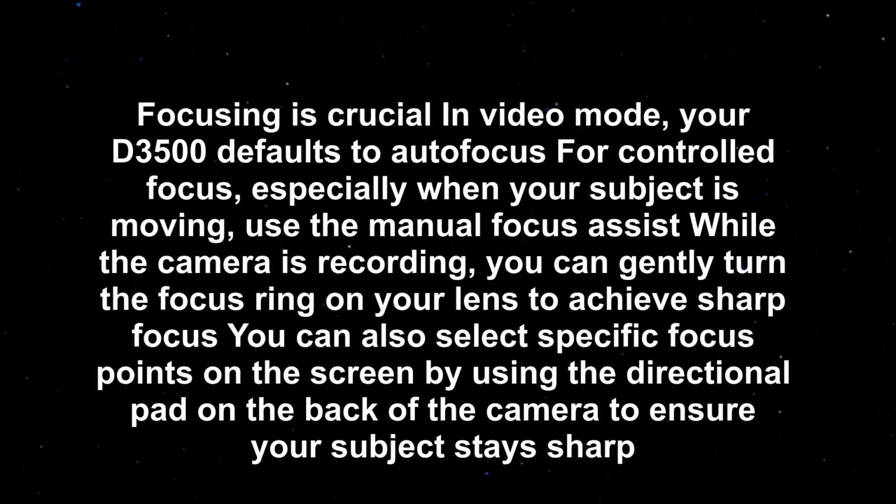Focusing is crucial in video mode. Your D3500 defaults to autofocus for controlled focus, especially when your subject is moving. Use the manual focus assist while the camera is recording. You can gently turn the focus ring on your lens to achieve sharp focus. You can also select specific focus points on the screen by using the directional pad on the back of the camera to ensure your subject stays sharp.